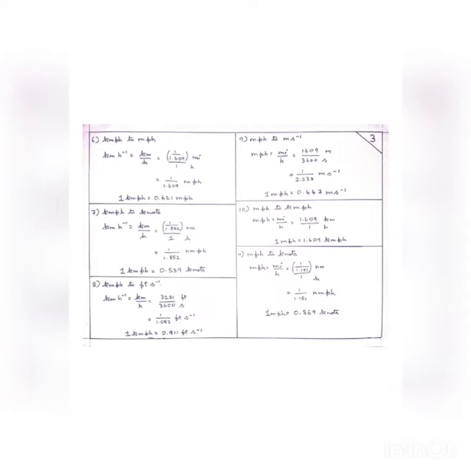10th one is miles per hour to kilometer per hour. 1 mile is equal to 1.609 kilometer. So 1 mile per hour is equal to 1.609 kilometer per hour.